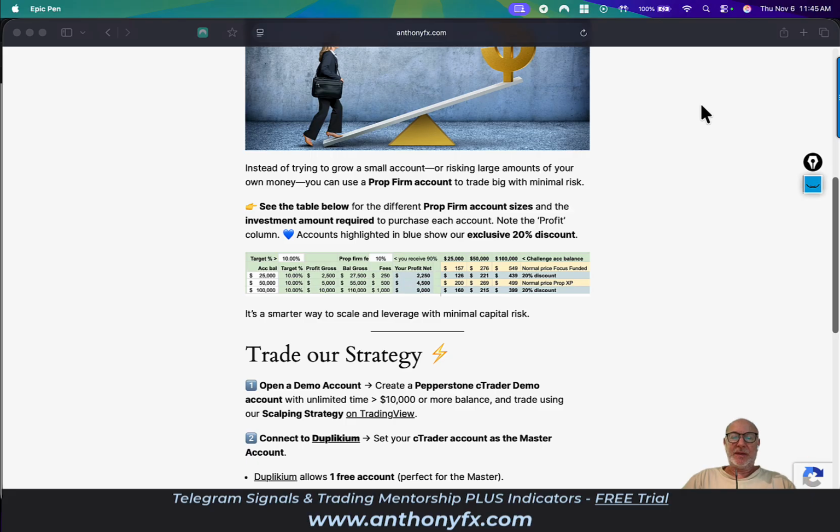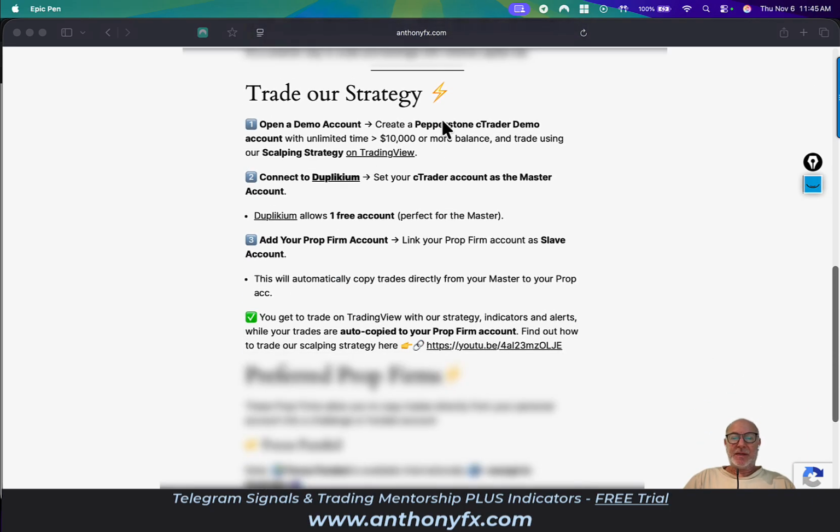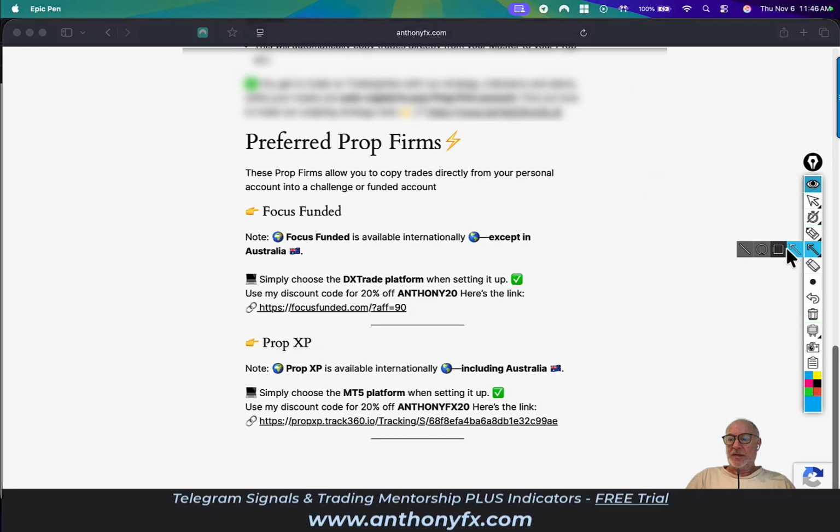Now here's where it gets really interesting. Trade our strategy, and there's instructions here if you want to leverage by adding more than one prop firm account. Bottom line is you can trade one account and copy it over to multiple accounts, 2 or 3 prop firm accounts. So you need a prop firm that allows you to trade or copy trades from your personal account into a prop firm challenge, Focus Funded, and PropXP.